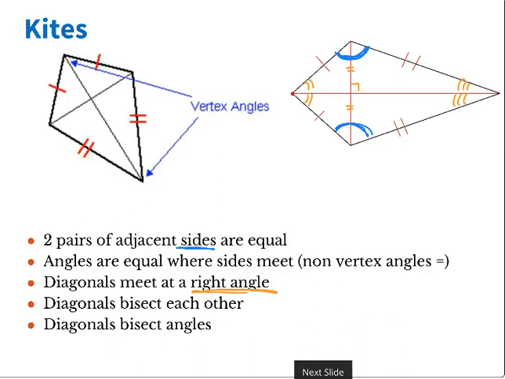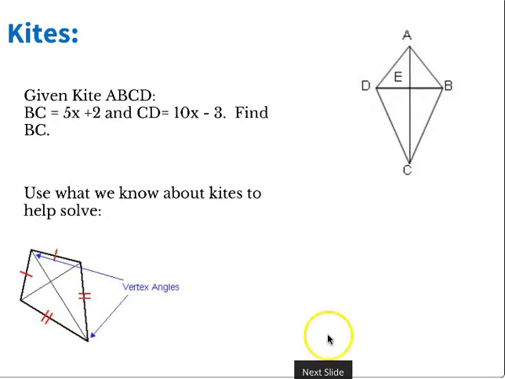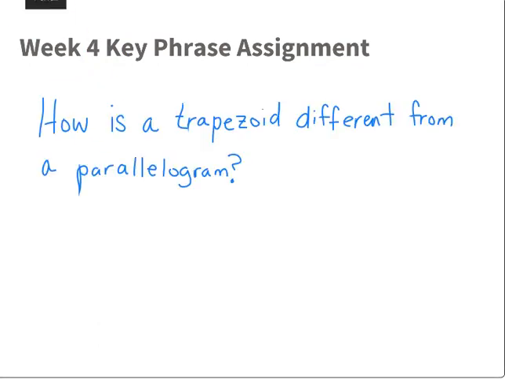And are we ready for the last slide? The key phrase assignment. We didn't have enough time to go through any of the kite examples, but again, lots of great information in your lessons this week. All right, so our key phrase assignment question. You need to answer this question to get your points for watching the recording. You learned what makes a trapezoid different from a parallelogram by watching this recording. So I want you to tell me, how is a trapezoid different from a parallelogram?